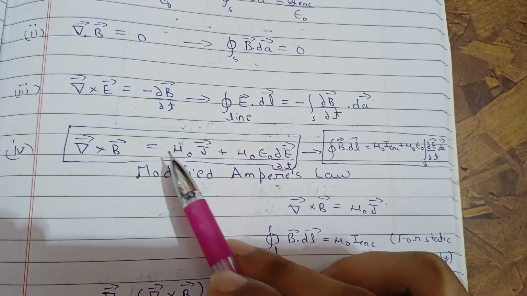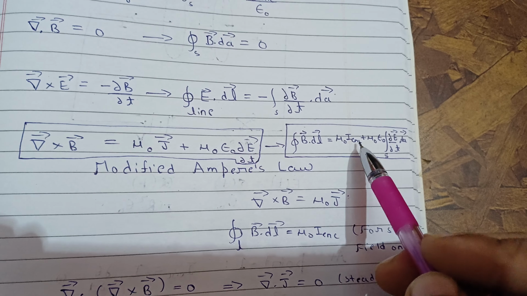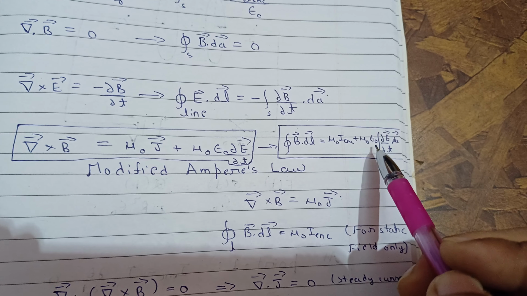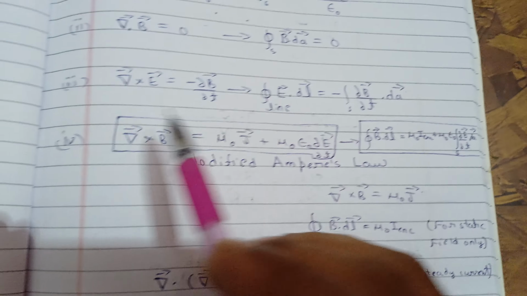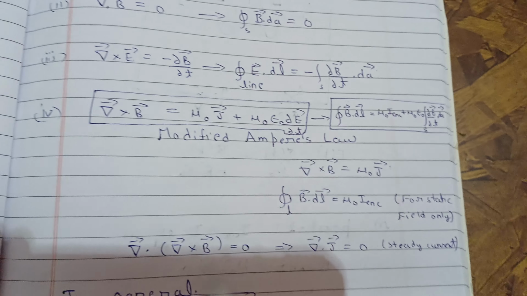So now the integral form of this can be written as the closed integral of B dot dl equal to mu naught I enclosed plus mu naught epsilon naught times the integral of del E by del t dot dA, and this is a surface integral. So you must remember this equation. This is your fourth Maxwell's equation for time varying fields.